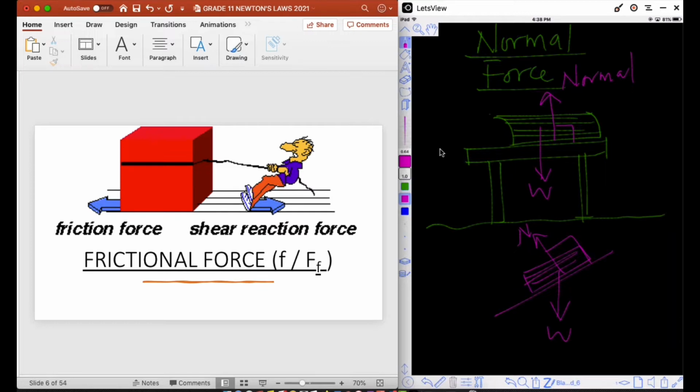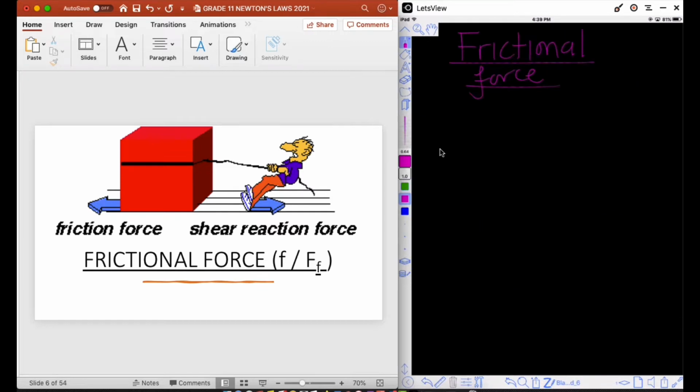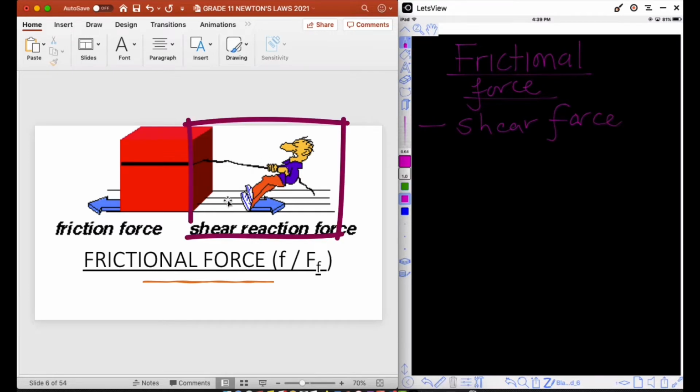Now, let's move on to frictional force. Frictional force can also be called shear force. If you look at this diagram here, you can see that this person is applying a tensional force to the left on a box, and the surface between the box and the ground in this case experiences a frictional force or friction force. And as you can see in the diagram here, the frictional force is parallel to the surface between the two objects. And this is key, especially when you're going to be drawing free body diagrams and force diagrams. The frictional force is always going to be parallel to the surface of the two objects.